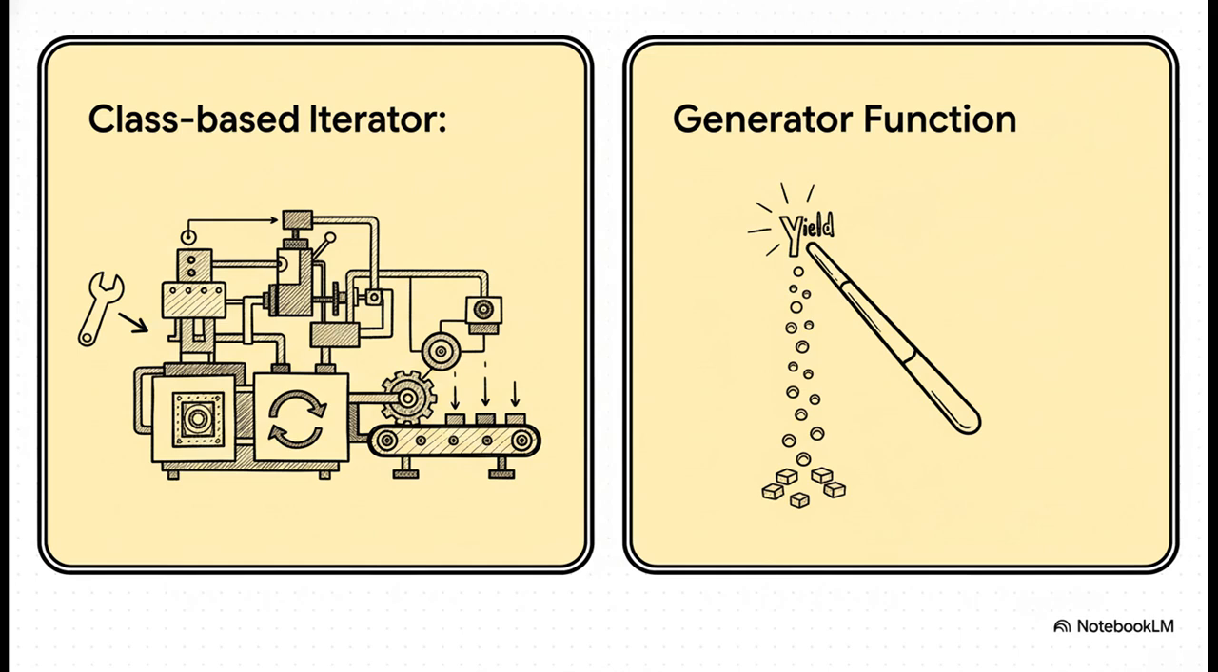We can get the exact same result with something called a generator. Look at the difference. Instead of a whole class with multiple methods, we just have a simple function. It uses the yield keyword. This keyword is amazing. It basically pauses the function, hands back one value, and then perfectly remembers its state for the next time it's called. It is so much cleaner, it's shorter, and frankly, it's just a lot easier to read and understand.